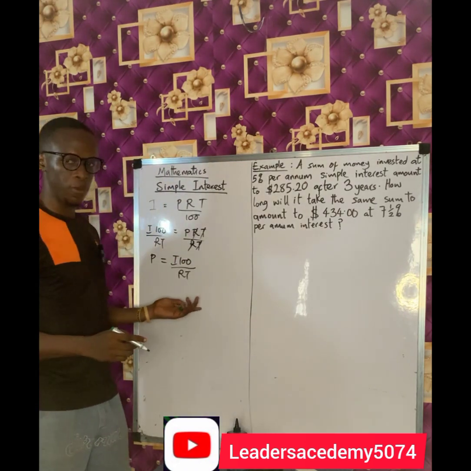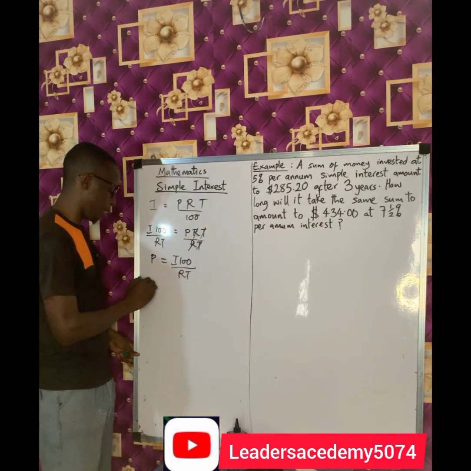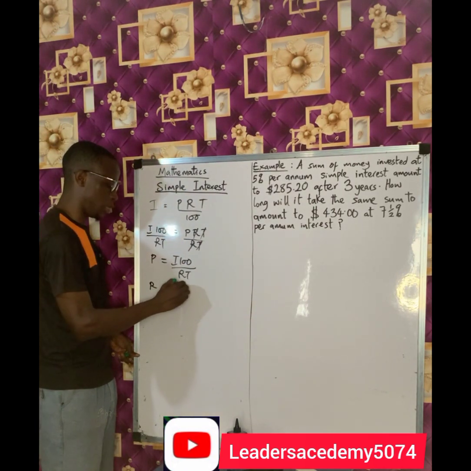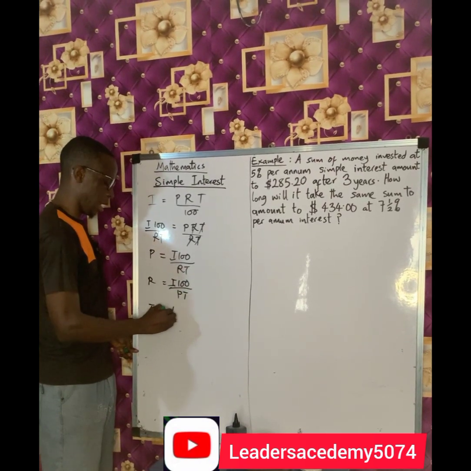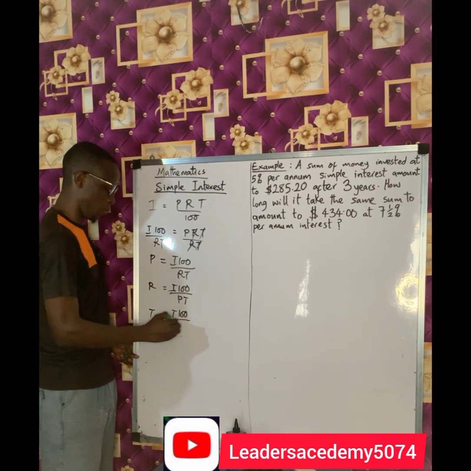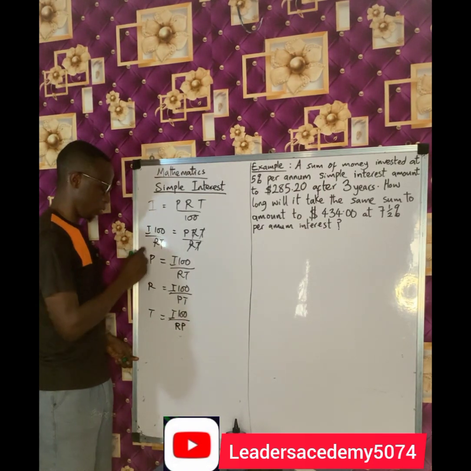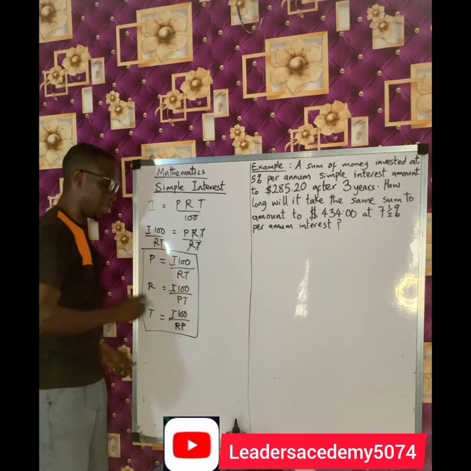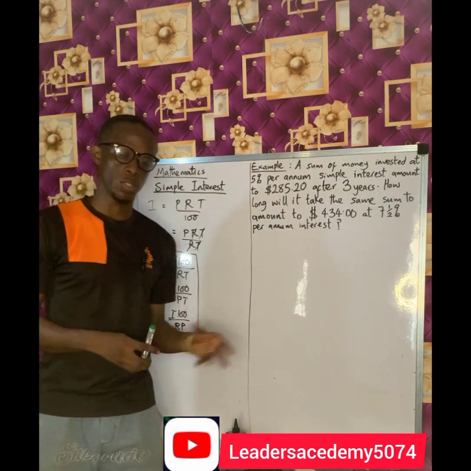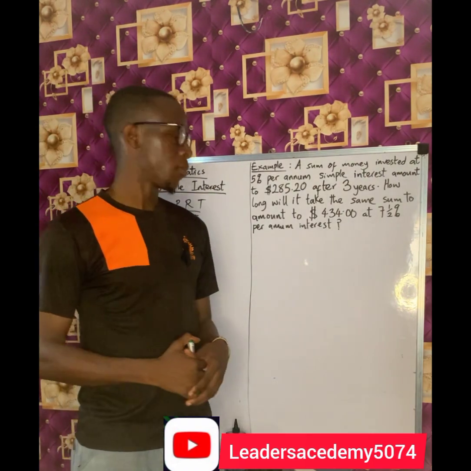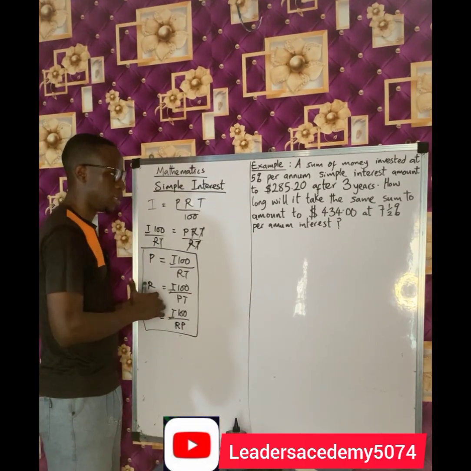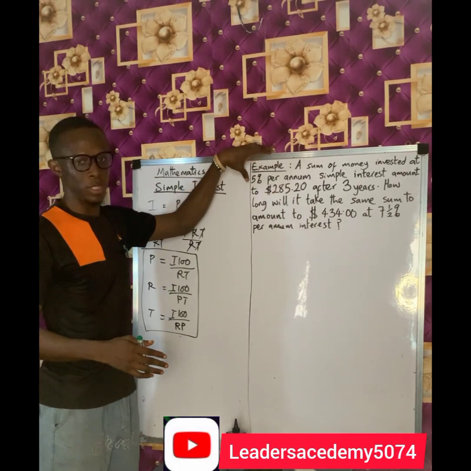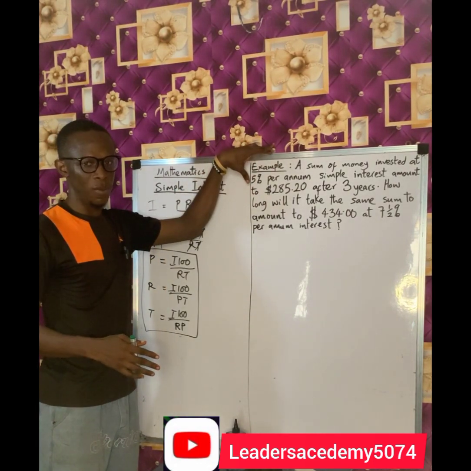This is the formula. In the same vein, we have that the rate is equal to I times 100 over PT, and T equals I times 100 over RP. You understand? So these formulas are used when we want to solve questions like that. I'm going to solve questions on this before we look at the next example, which is a more complex scenario.